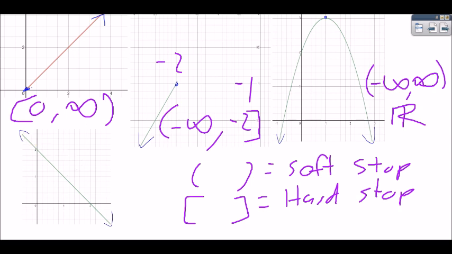Last example, I have a line here. It goes to the left for negative infinity and goes to the right for positive infinity. Soft stops, all real numbers.